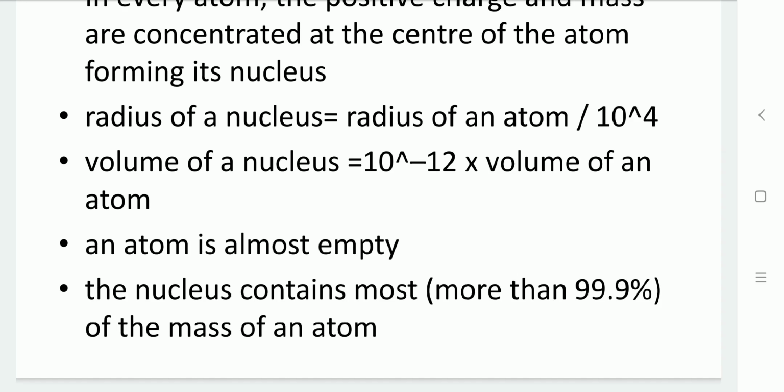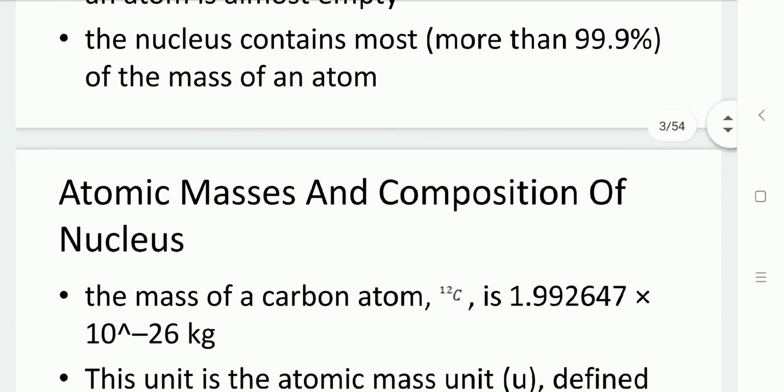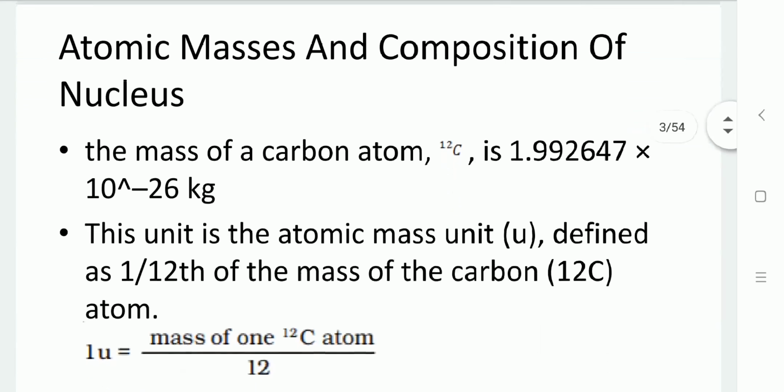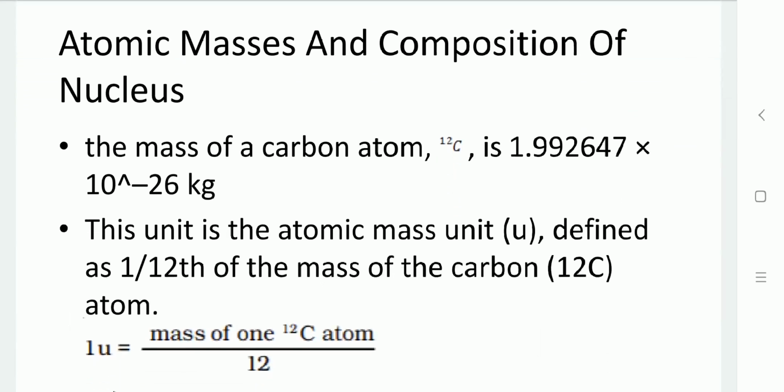Now, if we want to determine the atomic mass and composition of a nucleus, we take carbon as the reference, as carbon is the most stable atom available in the atmosphere around us, having a proton-neutron ratio of 1:1. Based on its stability, we use carbon as a reference, having a mass of 1.992647 into 10 raised to minus 26 kilogram.